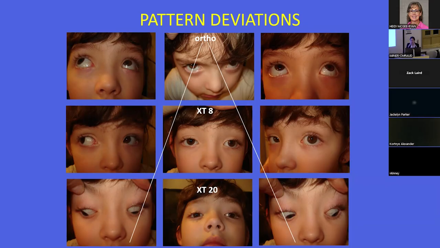So if you trace a line, this looks like an A, right? So this is going to be a patient with an A pattern deviation. If it's the opposite, it would be a V pattern. And then we have different ones. When they're misaligned at the top but straight at the bottom, that would be a Y pattern, or a lambda pattern if it's the opposite.